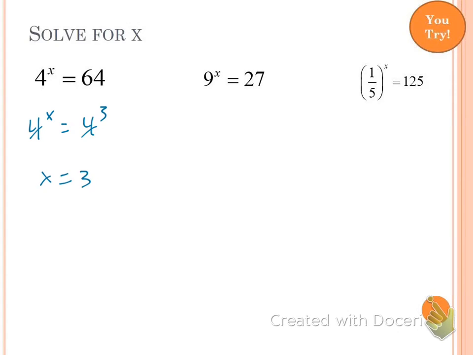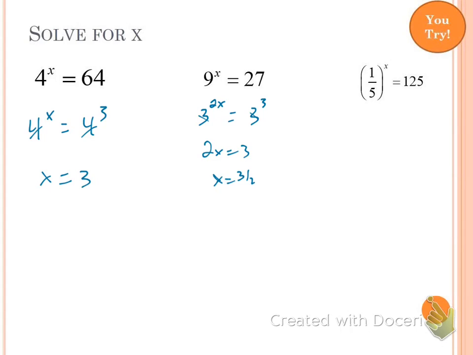Okay? Now, the second one, it's still the same goal, but we can't rewrite 27 as base 9 to a power. So we have to drop both of them down to a base 3 to a power. So 3 squared is 9. Since there's an x up here as an exponent already, I got to multiply. 27 is 3 to the third. We drop these bases, and so 2x is equal to 3. Divide both sides by 2, and x is 3/2.